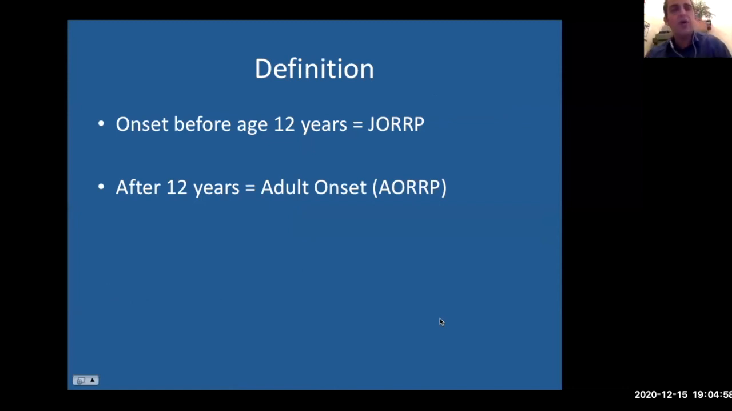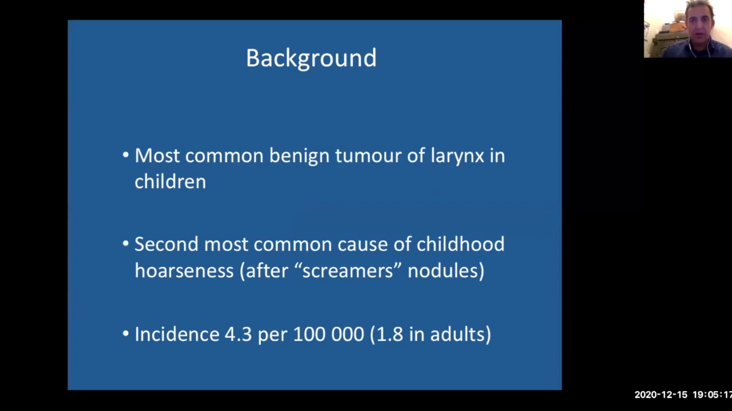If we look at definition, juvenile onset RRP is defined as onset before the age of 12 years. So that's anything from 0 to 12 years, and adult onset will be classified as patients presenting after the age of 12. So I'll be focusing on the under 12 presentation.